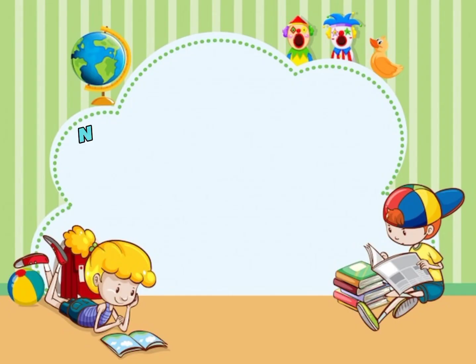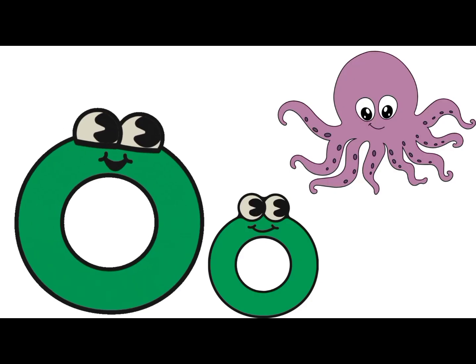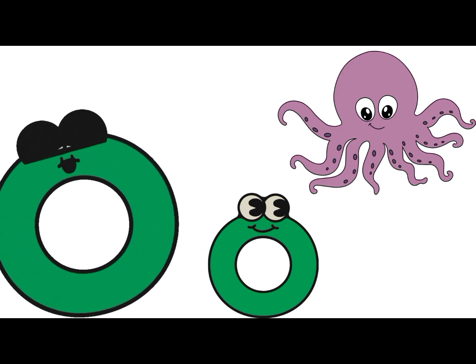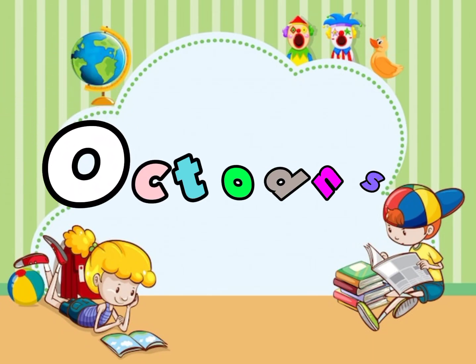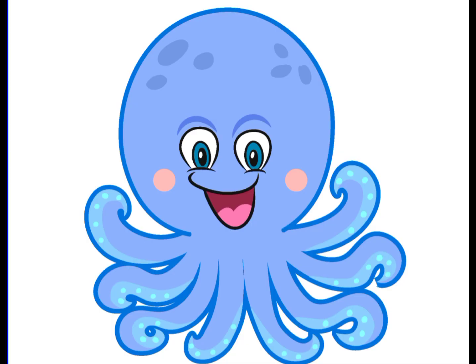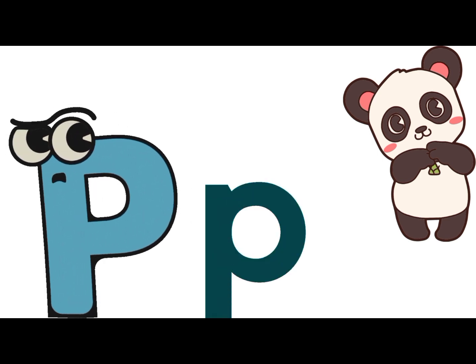Nest. N-E-S-T. Nest. O is for octopus. Octopus. O-C-T-O-P-U-S. Octopus. P is for panda.